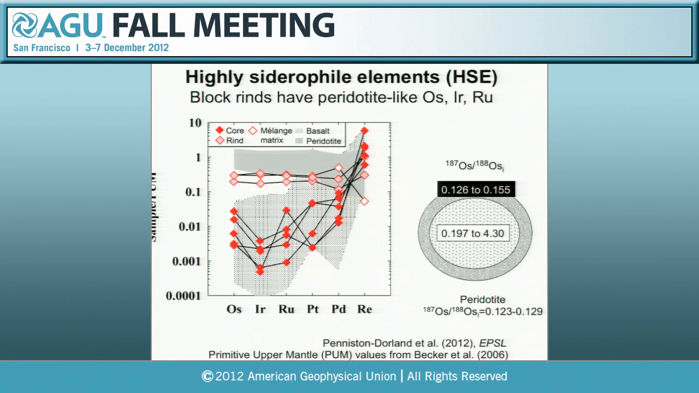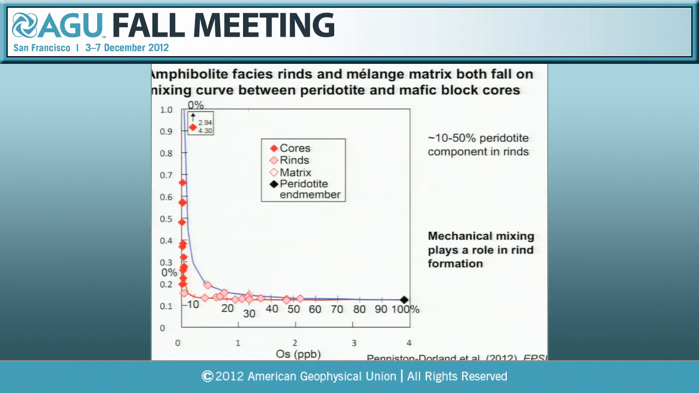Their concentrations are normalized to primitive upper mantle, and they're compared to basalt, which is the stippled field, and peridotite compositions, which are the gray field. And you can see that the block cores resemble basalt, which is their presumed protolith, and the rinds have much higher contents, in particular of osmium, iridium, and ruthenium, that are more peridotite-like. When we look at the isotope ratios of osmium 187 to 188, we also see that the isotopic compositions of the rinds are relatively low, 187 to 188, which is consistent with peridotite, whereas the block cores have higher ratios, which are considered consistent with crust.